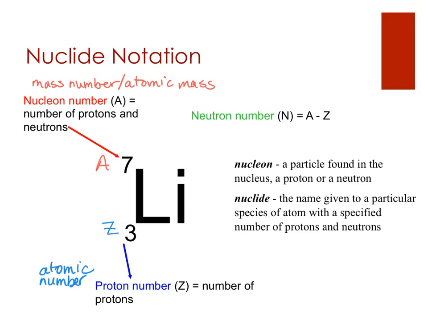So what exactly is a nuclide? Well, it's a very particular species of atom. We're looking at the nucleus of it with a very specific number of protons and neutrons. So not all lithium atoms will be the same, and we'll look at that in the next slide.